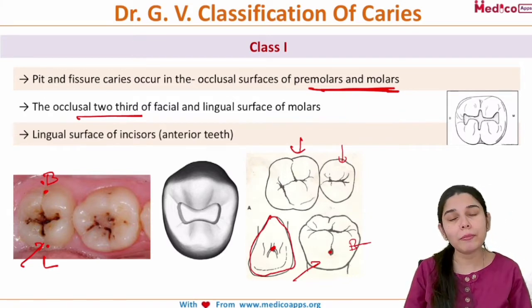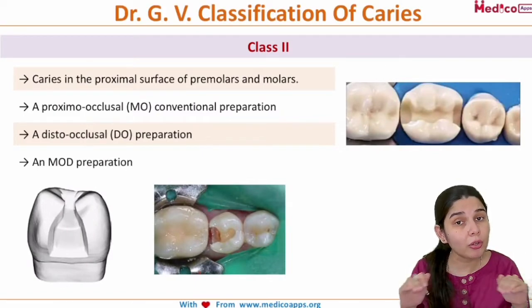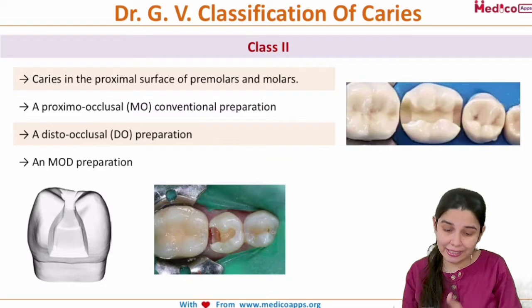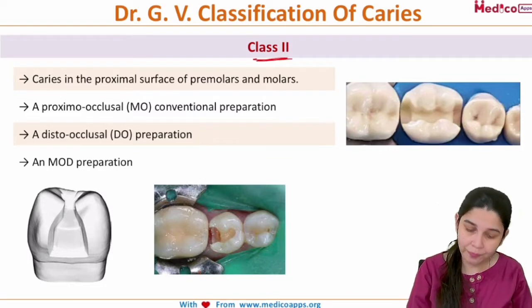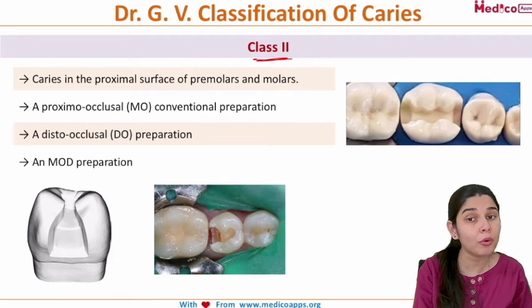With this, I am going to move ahead. This was just for the occlusal surface. With the second class, that is class 2, here the caries involves the proximal surface of the premolars and molars.